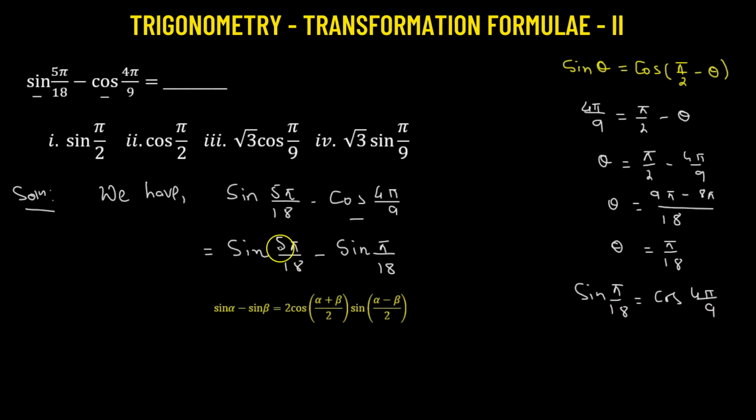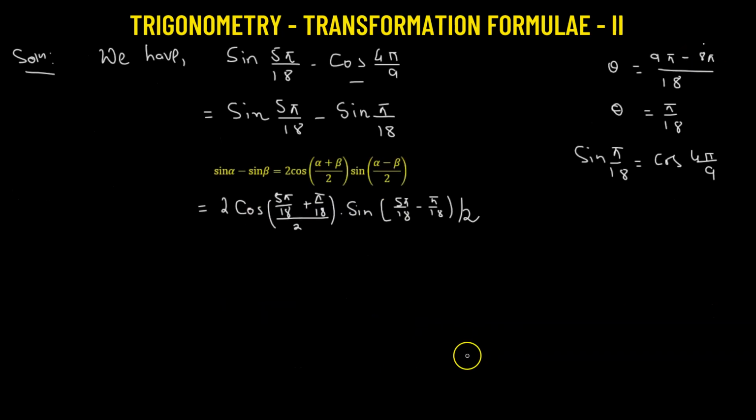So here we're going to suppose that alpha is represented by 5 pi over 18 radians and beta is pi over 18 radians. So this becomes equal to 2 times cosine of 5 pi over 18 plus pi over 18 divided by 2. So that's the angle of cosine. Then we have sine of 5 pi over 18 minus pi over 18 divided by 2.